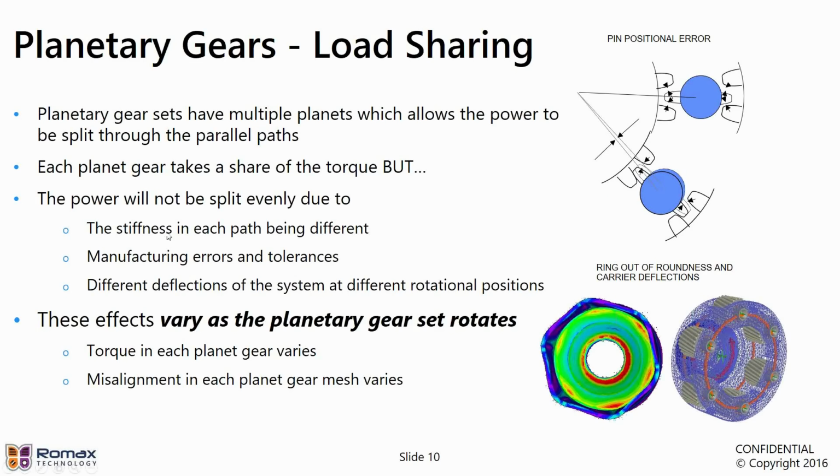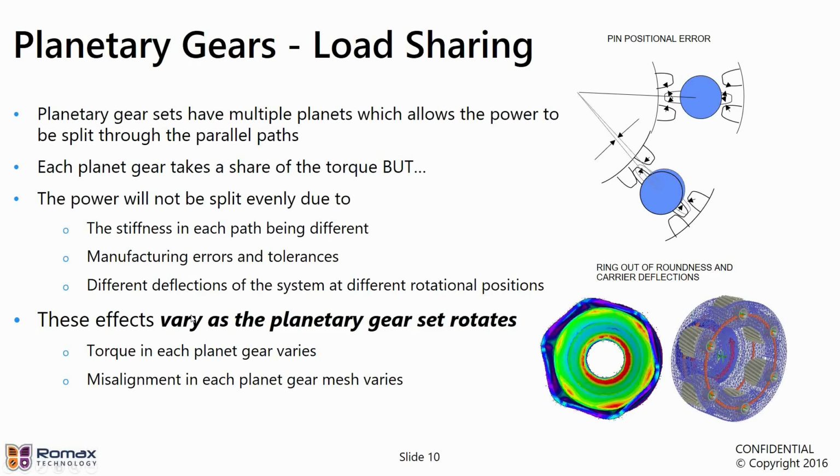For example, the stiffness or compliance in each of those paths through the planetary gears may be different. There may be, again, manufacturing errors and tolerances, and we'll hear a lot about those in this presentation, that affect that. For example, you can see at the top here, the position of the planet gears and where they're mounted in the planet carrier has a tolerance on it, and that can affect the load sharing. And also there will be different deflections of the system at different rotational positions, partly because of the flexibility of these components like the planet carrier. Flexibility, by the way, is not necessarily a bad thing, as I'll highlight later.